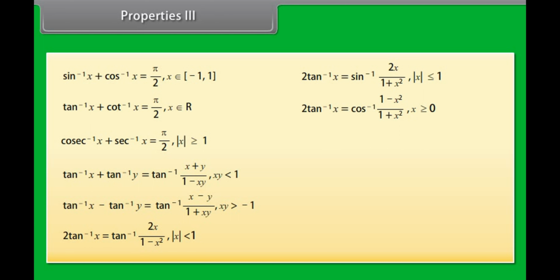x is greater than or equal to 0. 2 tan inverse x is equal to tan inverse 2x by 1 minus x square, minus 1 is less than x is less than 1.